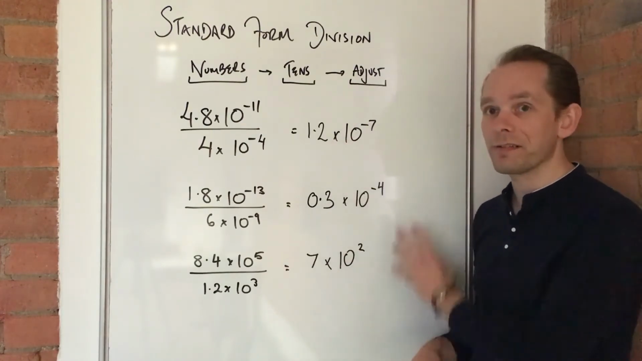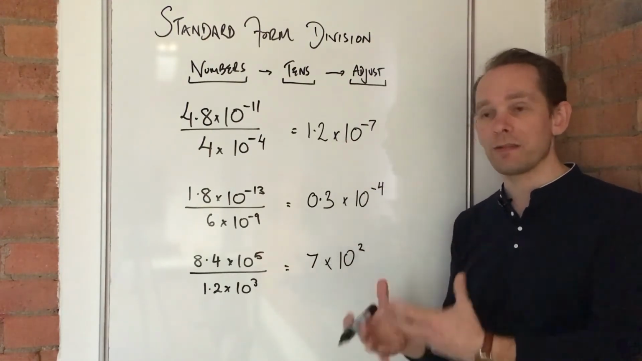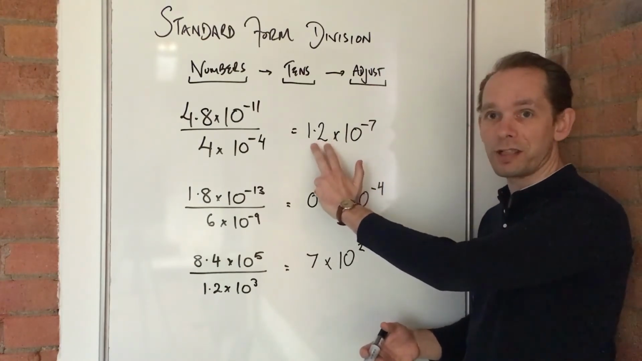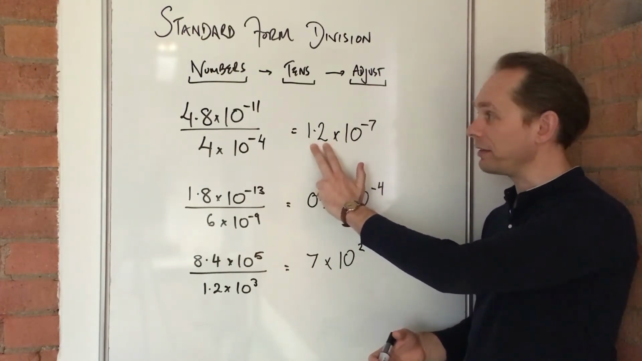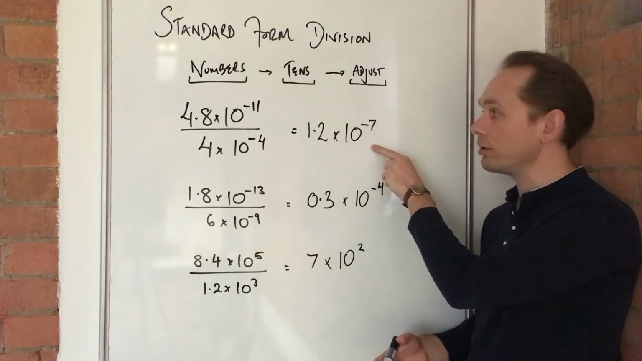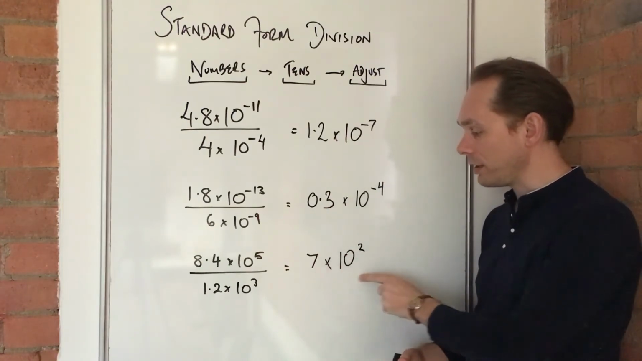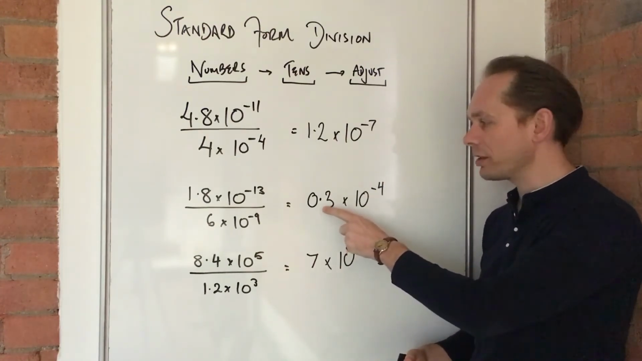Finally, we ask ourselves, do these conform to the convention of standard form where this number part is between 1 and 10? Well, that one does. So in fact, that's our answer, 1.2 times 10 to the minus 7. And that one does, as I already said. This one doesn't because it's too small.